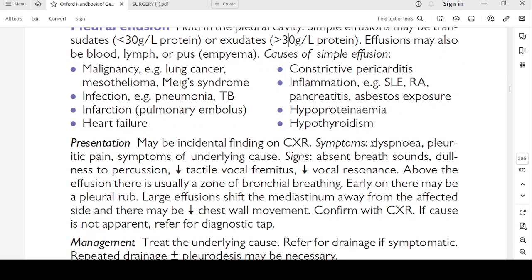Symptoms are dyspnea and pleuritic pain, and symptoms of the underlying cause. Signs are absent breath sounds, dullness to percussion, decreased tactile or vocal fremitus, decreased vocal resonance. Above the effusion, there is usually a zone of bronchial breathing. Early on, there may be pleural rub. Large effusions shift the mediastinum away from the affected side and there may be decreased chest wall movement. Confirm with an X-ray. If the cause is not apparent, refer for diagnostic tapping.